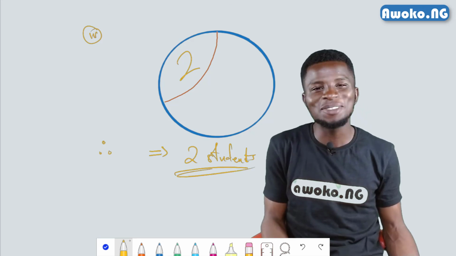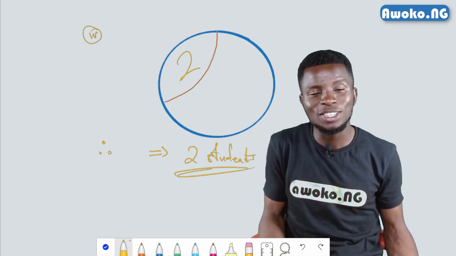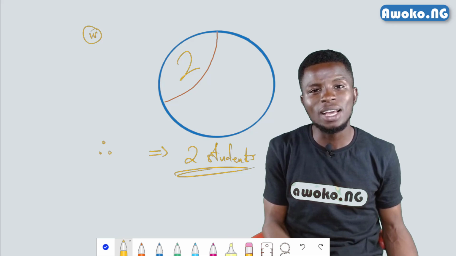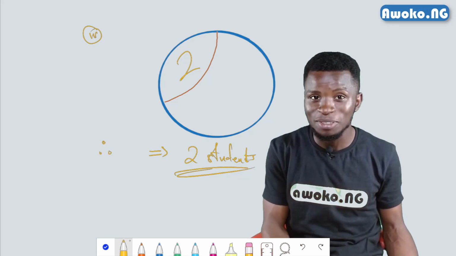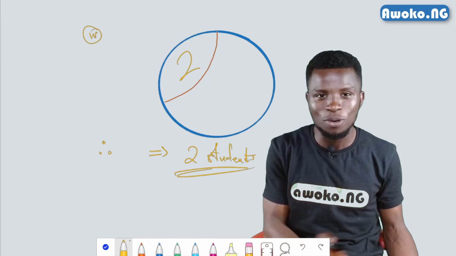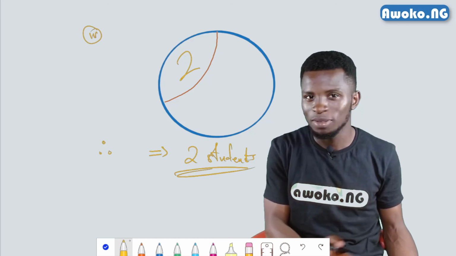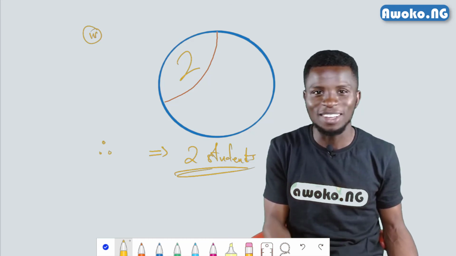With this, we've come to the end of this class on the 3 set problems. I am very convinced by now you can solve any problem as regards set theory.